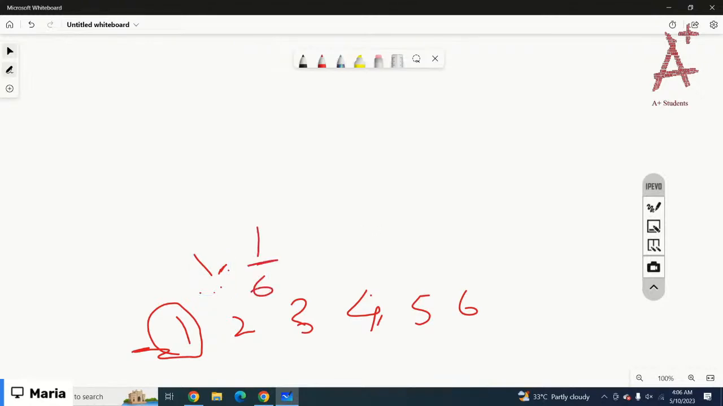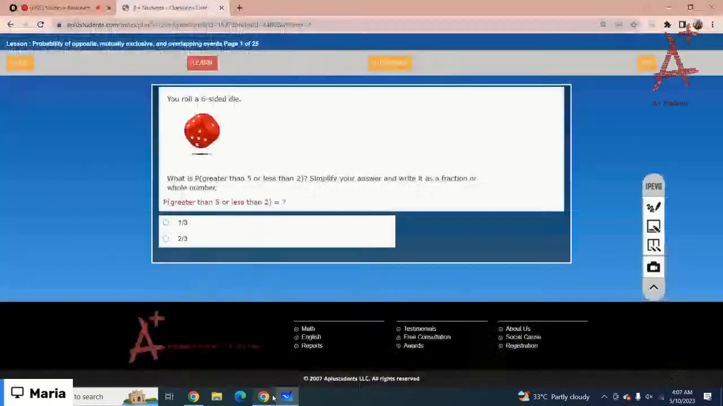And the probability of greater than 5, you have just one number that is greater than 5, it would be 6. So the probability of greater than 5 is also 1 by 6. You just need to add both the probabilities, 1 by 6 and 1 by 6. They have the same denominators, so you just have to add the numerators. It would be 2 over 6, and when you divide by a common number 2, it would be 1 over 3. Got it?